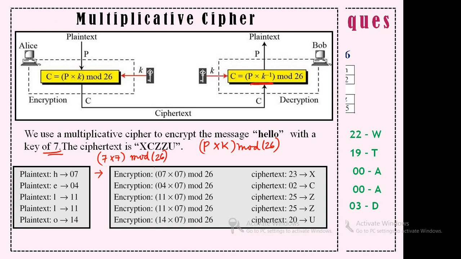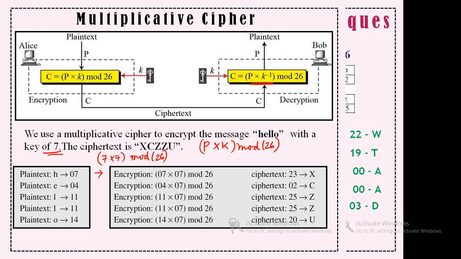So these are the letters: 23, 0, 2, 25, 25 and 20. Again refer to the table. I have not mentioned the table over here. Refer to the table, whatever the values are coming, those are X, A, C, Z, Z, U. So that's the cipher text. This is another way of doing the Caesar cipher. We are almost doing the Caesar cipher, except the operation is multiplication.